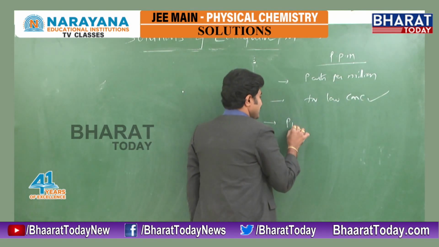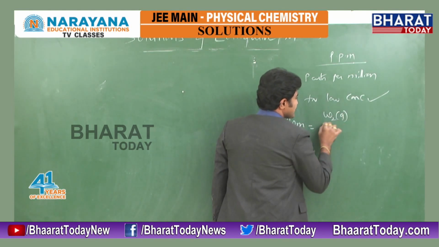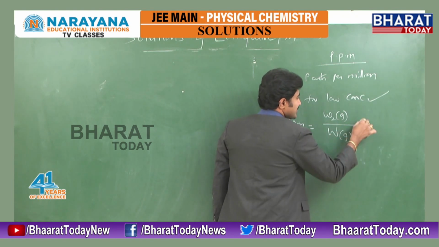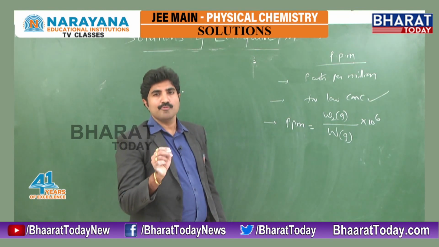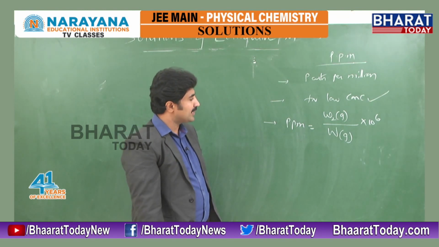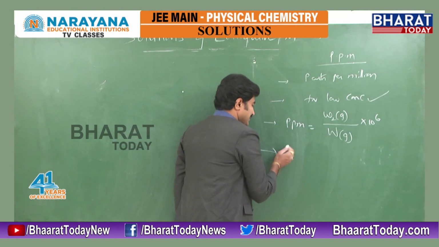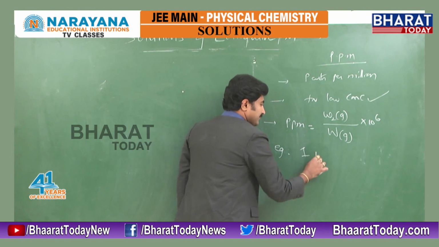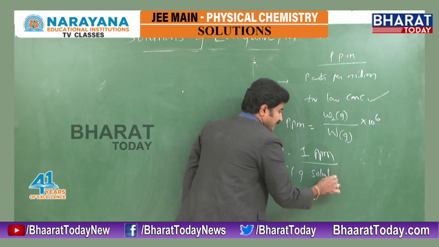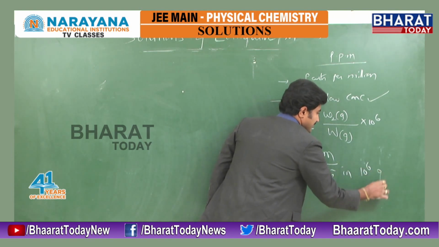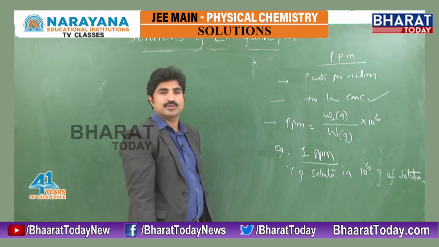And what is this parts per million? This is equal to weight of the solute in grams by weight of the solution in grams into 10 power 6. In 10 power 6 parts of solution, how many parts of solute are present? That is ppm. If you take 1 ppm, 1 gram of the solute is present in 10 power 6 grams of solution.